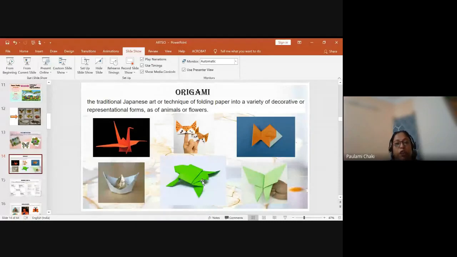Then comes origami. Origami is actually a traditional Japanese art where paper is folded into a variety of decorative and presentational forms, especially animals and flowers. Plants also can be done. So in small grades, when we are teaching animals, plants, different types of fruits or aquatic animals, terrestrial animals, amphibians, we can always get in touch with our art teachers and ask them, I am teaching this, can you help them to do some origami based on this particular lesson?